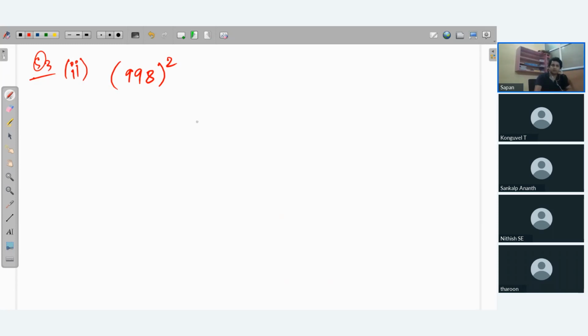We'll come to that 1000 minus 2 whole square also. For this, the expression says that you use some identity to evaluate. You can anyway multiply 998 by 998 itself, but there is a better way to do it, which is (1000 minus 2) whole square.